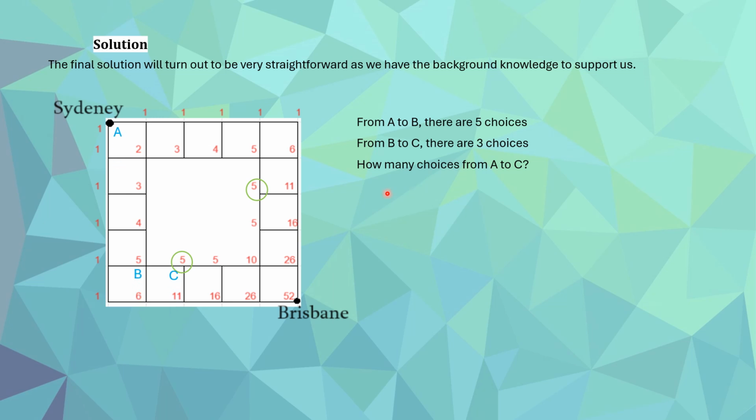Here, let's go back to the map. Sydney is A, and B is this town. When we go to C, from Sydney, A to C, there are 5 choices from A to B. Here, how many choices from B to C? There is only 1, right? So, back to this question. The result is 5. 5 by 1 is 5. Just multiply them together.